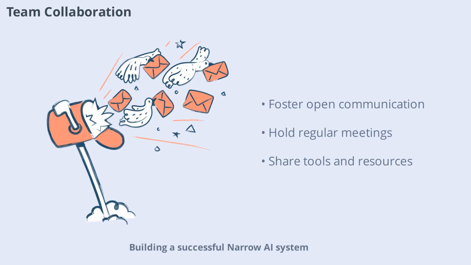Building a successful narrow AI system often requires collaboration across multiple disciplines. Encourage open communication between data scientists, engineers, domain experts, and stakeholders. Regular meetings and shared tools help keep everyone aligned and foster a culture of teamwork. Collaboration leads to better solutions and smoother project execution.